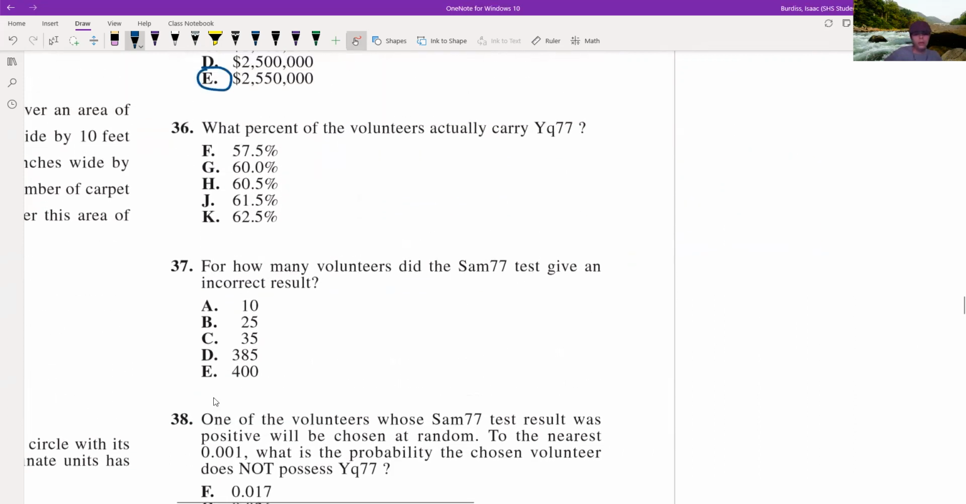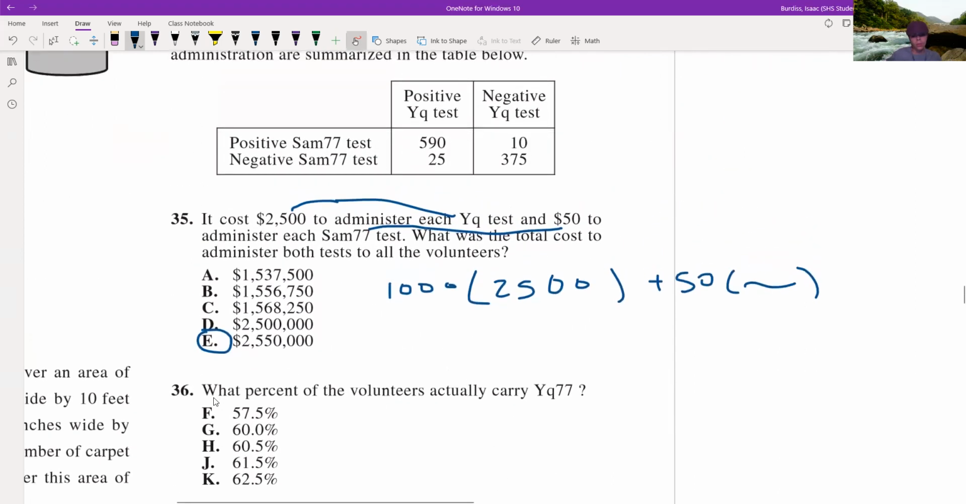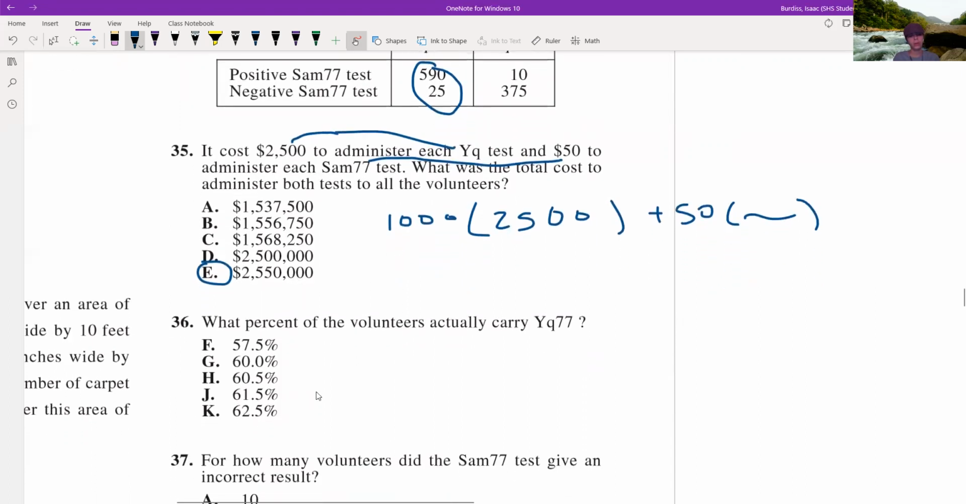What percent of the volunteers actually carry YQ77? So actually carry, that means a positive YQ test. Positive YQ test, because you know that's going to be correct because it said that. So 590 plus 25, that is 615. And out of 1,000 of the total, that is 61.5%, J.